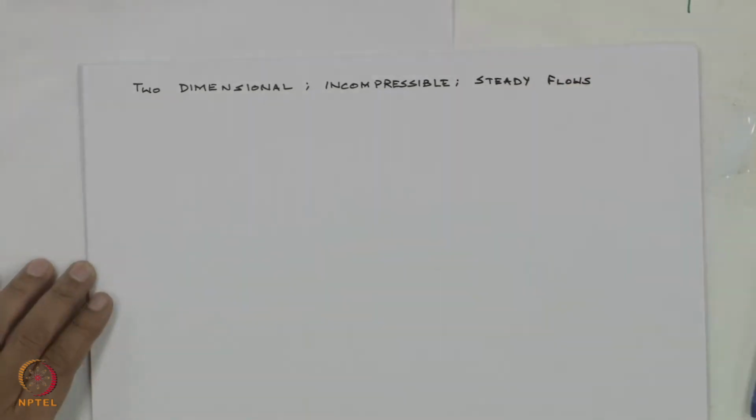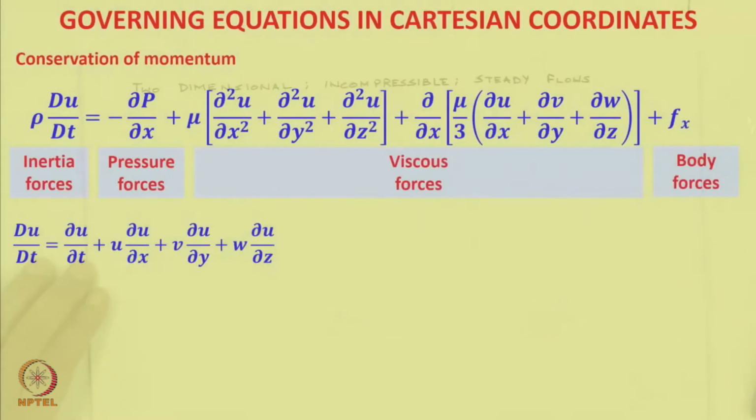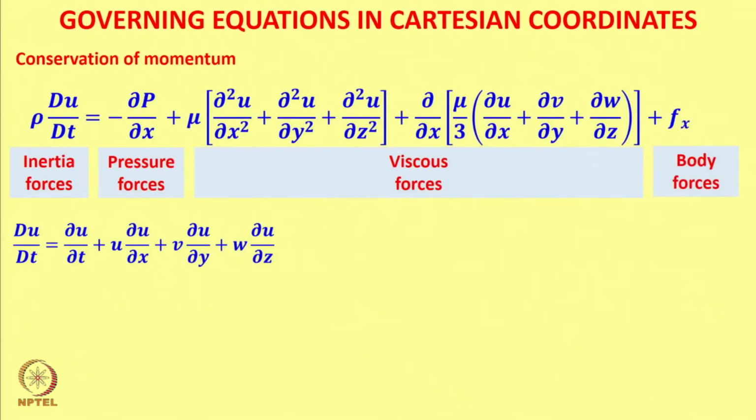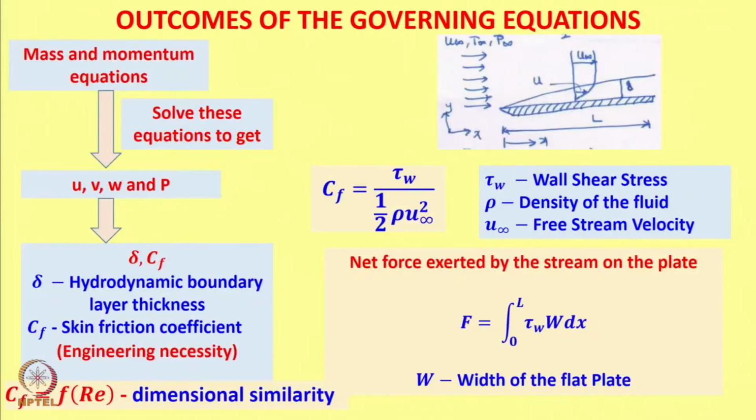Let me get back to the slide. In this slide we have rho Du by Dt, that is nothing but my inertia force, minus del p by del x is the pressure force, mu times del squared u by del x squared plus del squared u by del y squared, all of this is the viscous force, plus Fx is the body force. Du by Dt is the total derivative of my velocity.